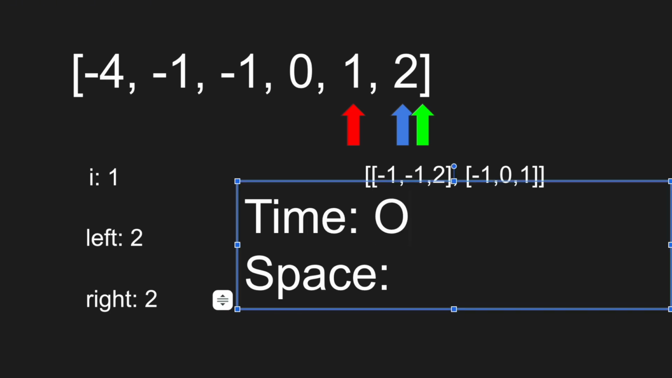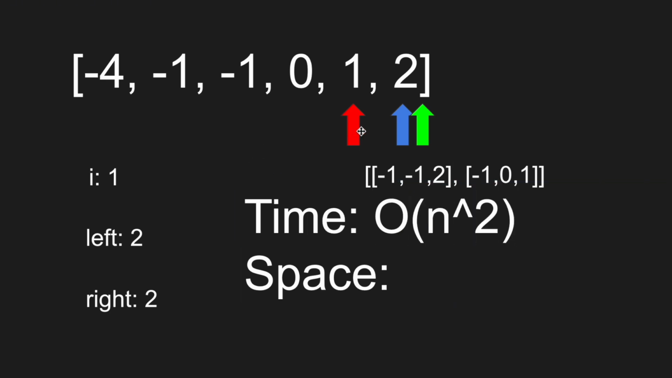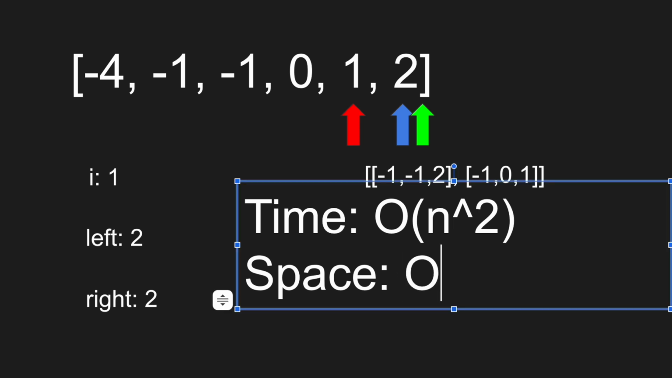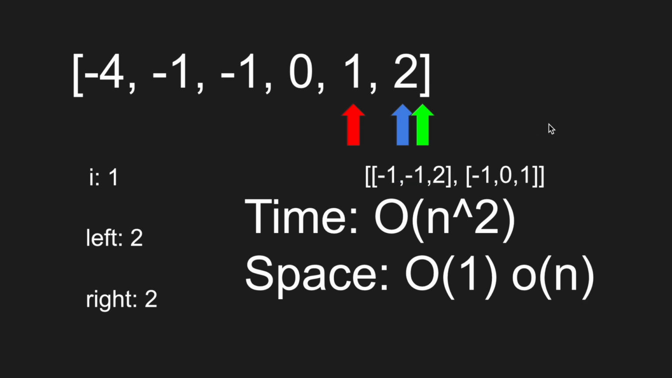So the time complexity of this problem will be O of n squared because we have a for loop for the red pointer and then a while loop for the left and right pointer. And the while loop will iterate until these 2 pointers meet. So it will be O of n squared. And the space complexity of this problem would be O of 1 or O of n, where n is the length of the list, depending on which sorting algorithm you use. So it could be O of 1 or O of n. So now let's get to the coding part.